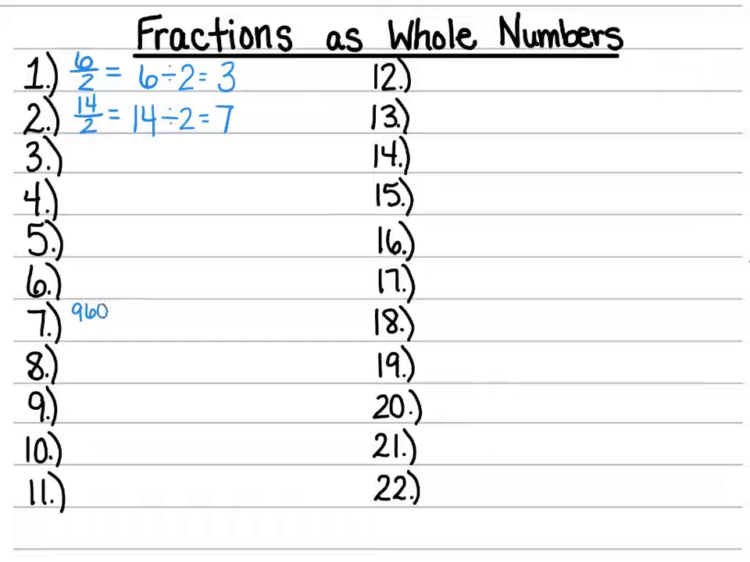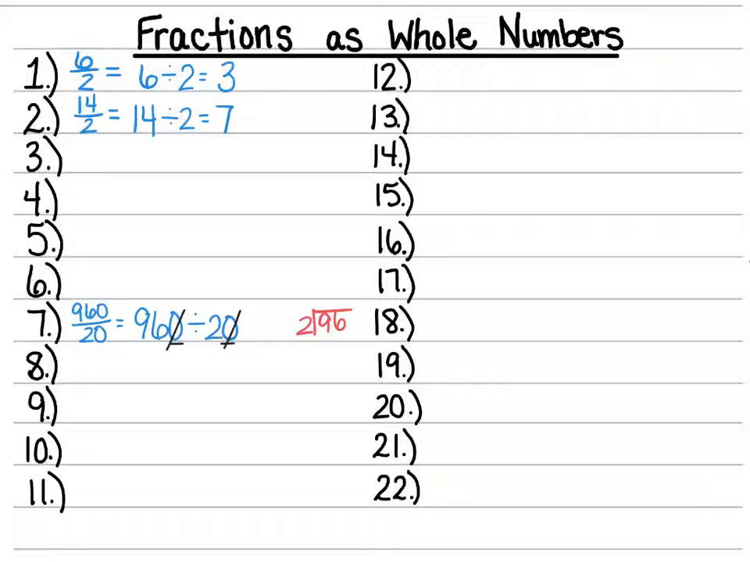960 twentieths equals 960 divided by 20. Now, we know that our rules of division, if there's a 0 here and a 0 here in the divisor, we can cross those out and it's the same as 96 divided by 2. So if you don't know what that is off the top of your head, you can do 96 divided by 2 and then do the math.